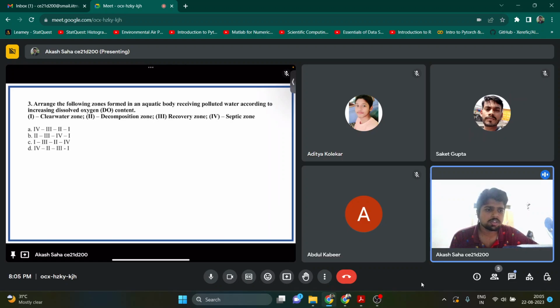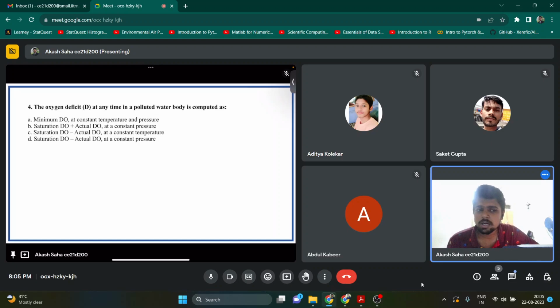So in septic zone, there is a possibility of the least dissolved oxygen because we will get the minimum dissolved oxygen deficit point. Then it will be decomposition zone, where it will have more dissolved oxygen than the septic zone, but still less. And then we will have the recovery zone where it is recovering. We are getting more and more aeration and dissolved oxygen. And then at last it will be clear water zone. So option D is correct.